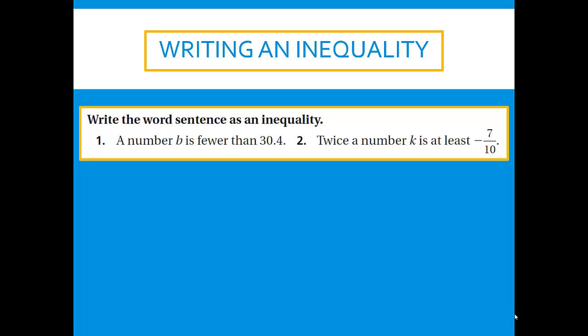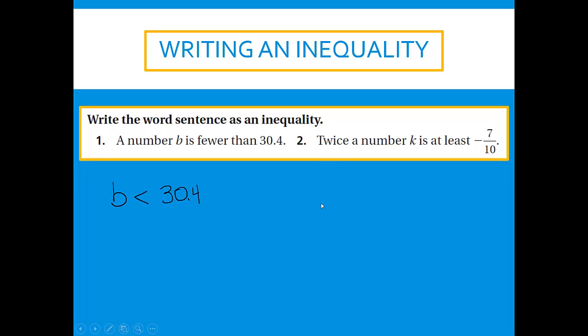So first we'll start out with a number b, and then if we have is fewer than, that would be less than. Then we have 30 and 4/10. So we have b is less than 30 and 4/10.